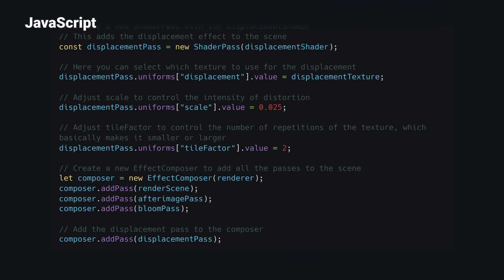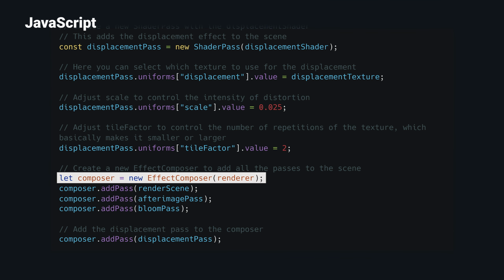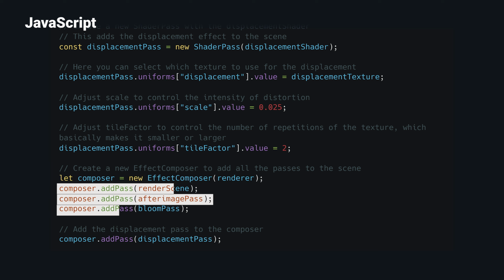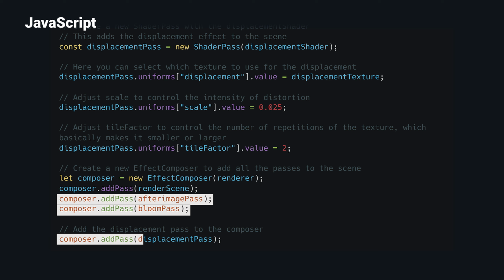To put everything together, we create a new effect composer. Here we first have to add the render scene, which acts as the base layer. On top of that, we apply the afterimage pass and the bloom pass. Then we can finally add the displacement pass.